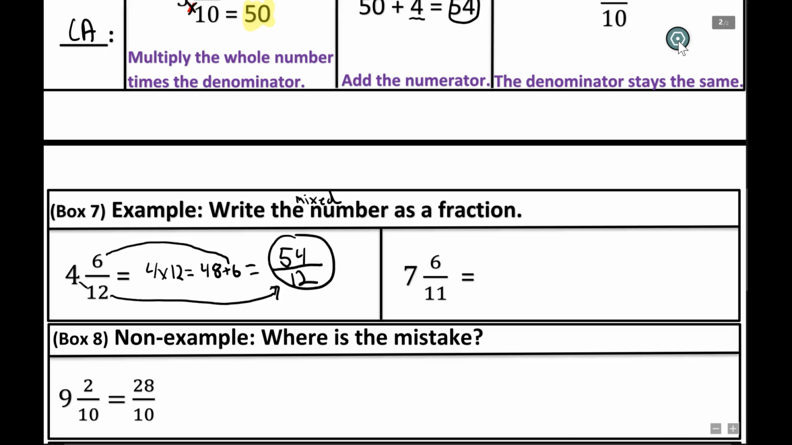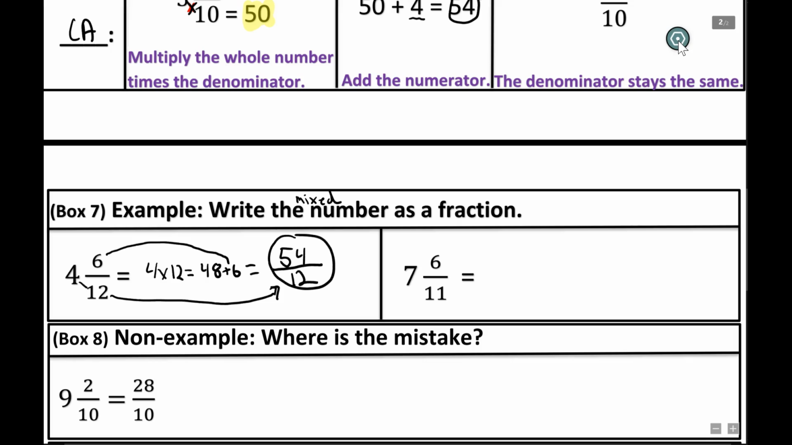And again, we just renamed it. The number is the same. We're just calling it something different. 54 twelfths. So let's try the next one. I have 7 and 6 elevenths. That's my mixed number. I'm going to change that by following the steps.